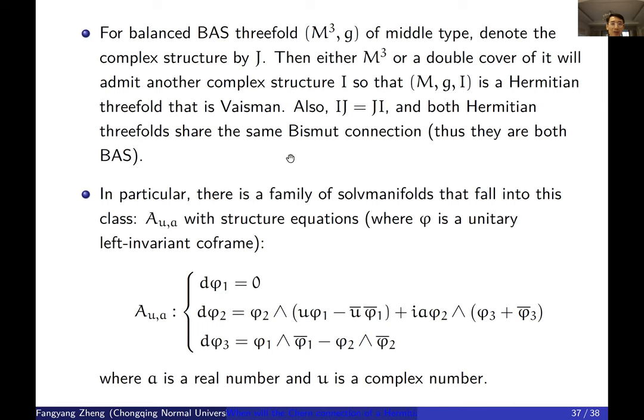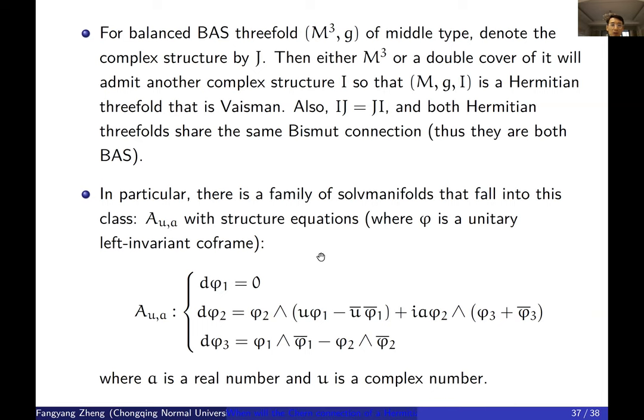So here, let me give a Lie group example. There is actually a Lie group example of this balanced threefold of middle type. The structure equation looks like this. Okay, so this is interesting. This is a three-step solvable Lie algebra. I'm consulting with experts like Professor Fino, Angela and Podestà, and they told me that this is not in the table of the AOUV paper.